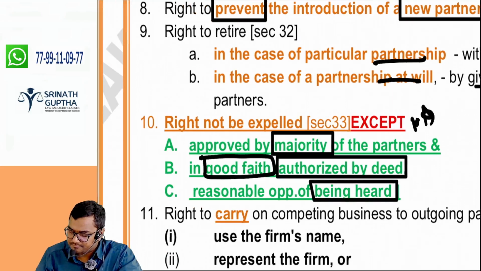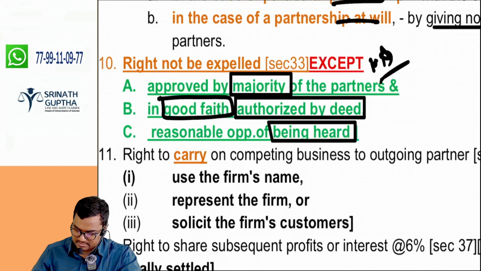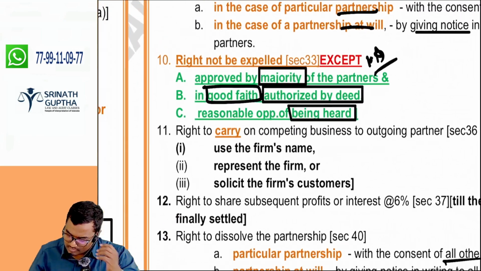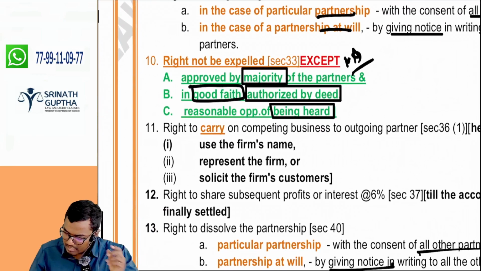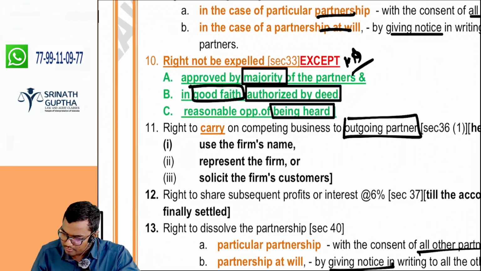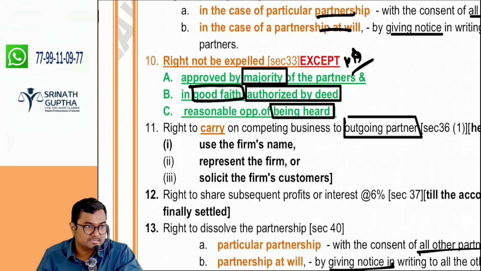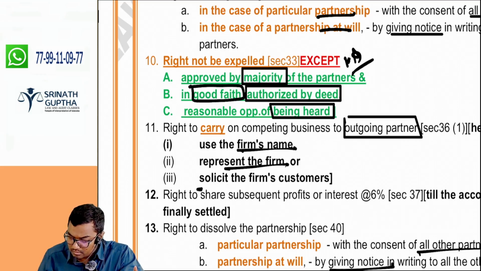Ten stars. Now the outgoing partner: an outgoing partner can carry on a competing business, but must not use the firm name, must not represent himself as a partner, and must not solicit the customers of the firm.